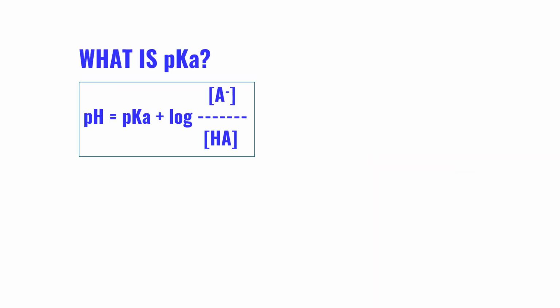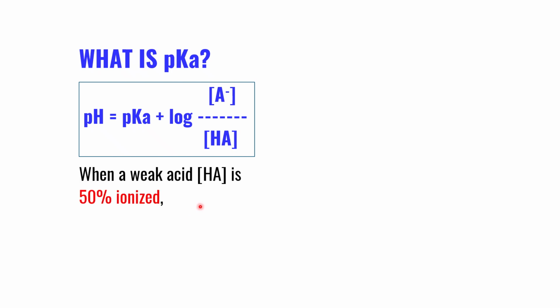To further understand isoelectric point or pI, it is important that we identify pKa. I will explain pKa with the help of the famous Henderson-Hasselbalch equation, which is commonly used to calculate buffer pH. It tells us that pH is equal to pKa plus log of the molar concentration of A minus over HA. Let us assume that the weak acid is 50% ionized, or you can say that the protonated and deprotonated forms are in equilibrium, then pH becomes equal to pKa.